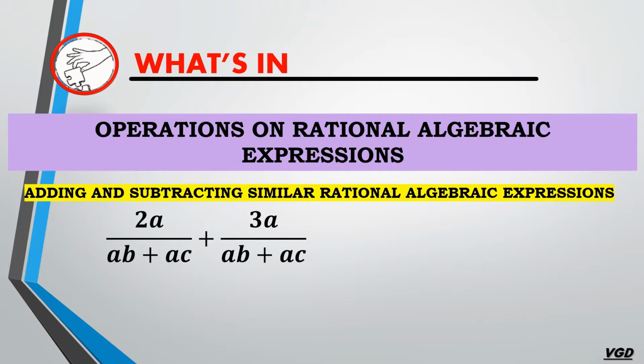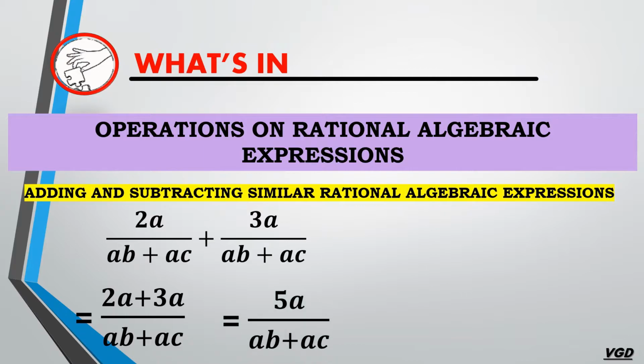So we have here 2a over ab plus ac plus 3a over ab plus ac. As you can see, they have the same denominator. That's why they are similar rational algebraic expressions. So all we have to do is copy the denominator, which is ab plus ac, and then simply add our numerators, which is 2a plus 3a. So we will be able to get 5a over ab plus ac.